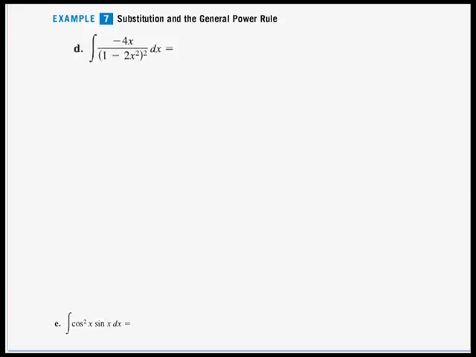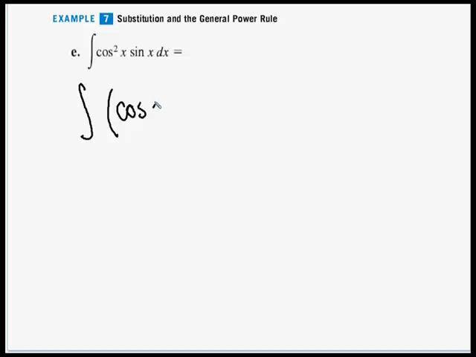And letter E, of course, we're not having fun unless there's a trig function to do. So here we have a cosine squared x times sine x dx. And of course, we can move that exponent around. We have our cos of x quantity squared sine x dx. So if we think, is this my inner function? What is the derivative of cosine? It's negative sine. So we are going to have to tweak a negative in here. And to balance that, we'll put a negative out front.